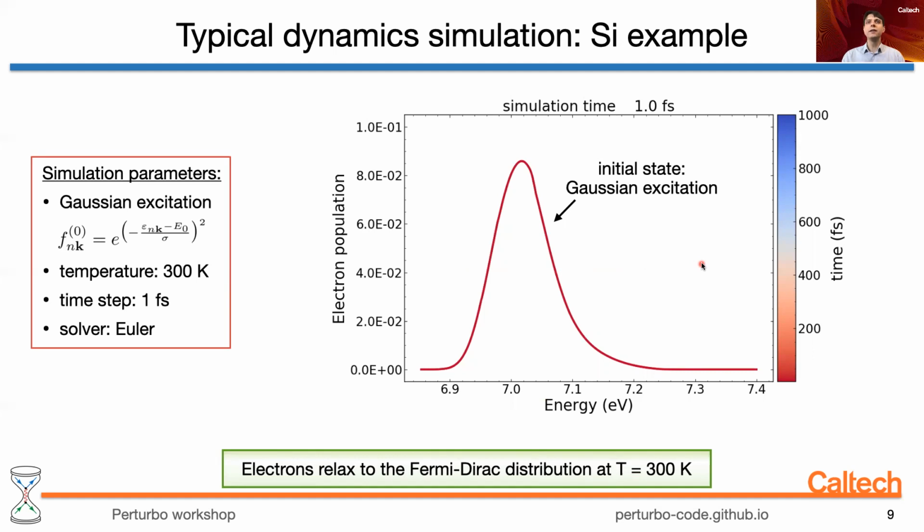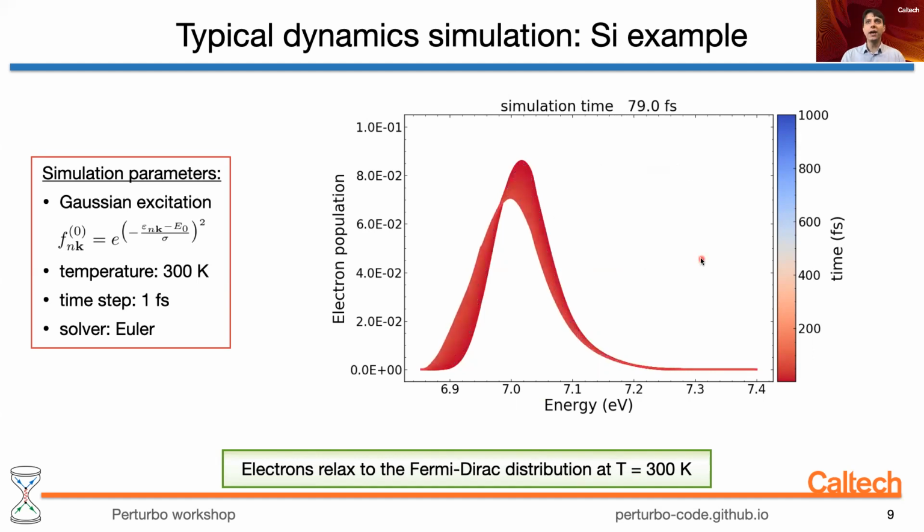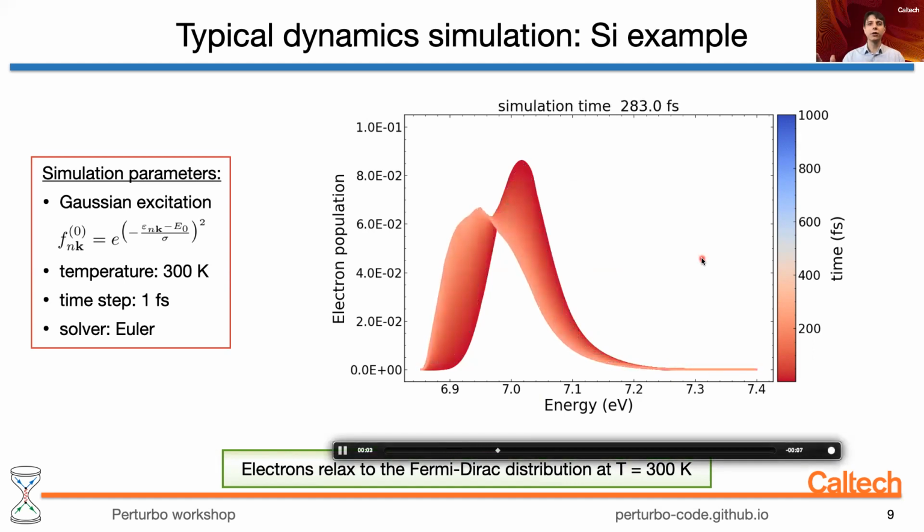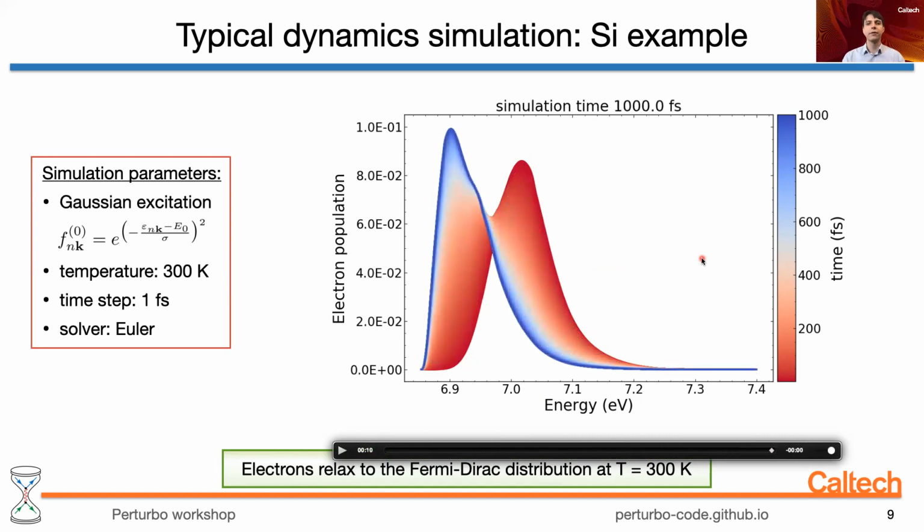So now we can see the time-dependent simulation. What we actually can see is the relaxation of electron occupation from the Gaussian excitation to the Fermi-Dirac distribution that corresponds to the given temperature, so room temperature in this case.